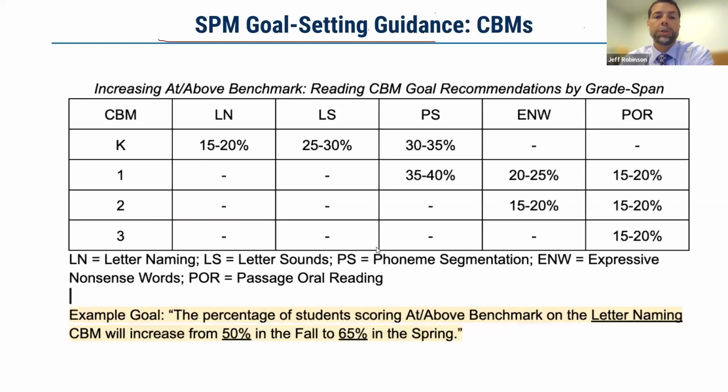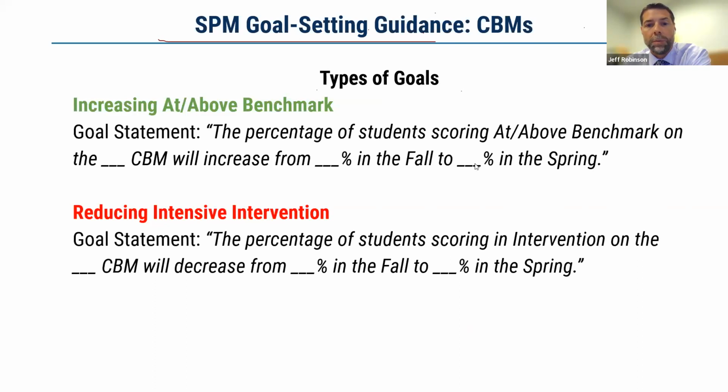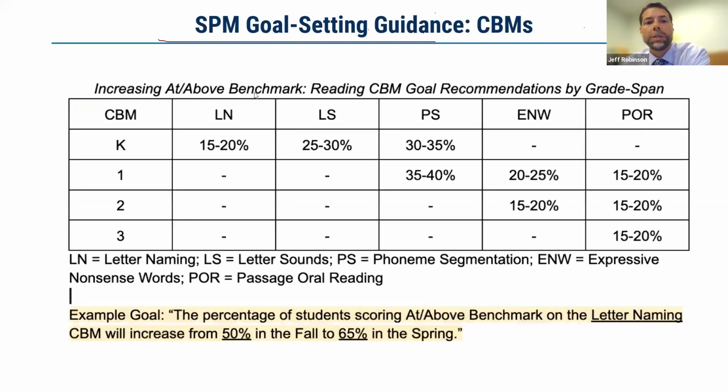So this chart here is going to show you what we would recommend for the percentages you're going to fill in for your goal statements. We're going to first look at increasing at or above. This chart shows the CBMs that are required for the various grades. We're looking at the ELA here, so this is letter names, letter sounds, etc. You can see the chart down there that tells you what they are. If we're making a goal statement for letter naming, and you're looking to increase the at or above percentage, these numbers would be what you could choose from to fill in.